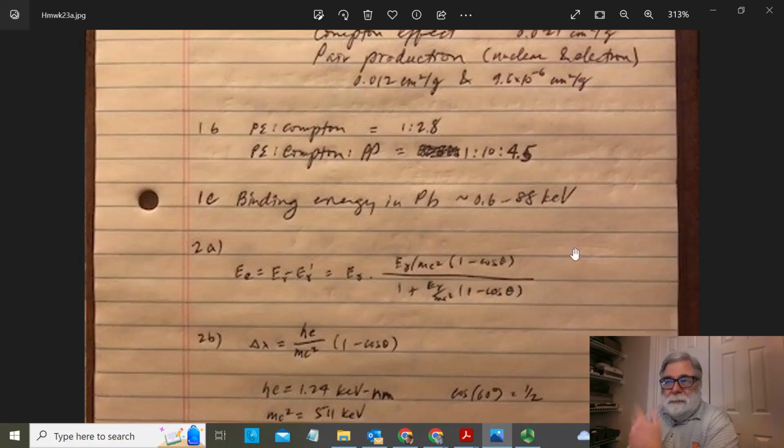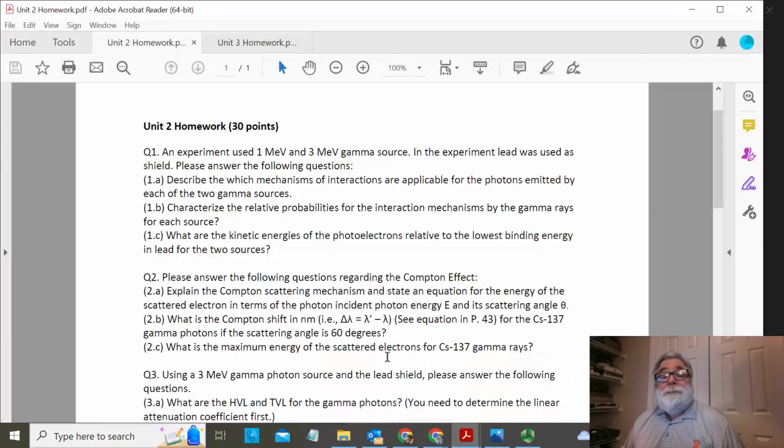Some people worked it out without reducing it to this form, and that's fine too. This is just a simpler format. Let's see. Next question. What is the shift? And in the statement book, it gives you a reference to page 43 of the statement book. There's a formula for the delta lambda.